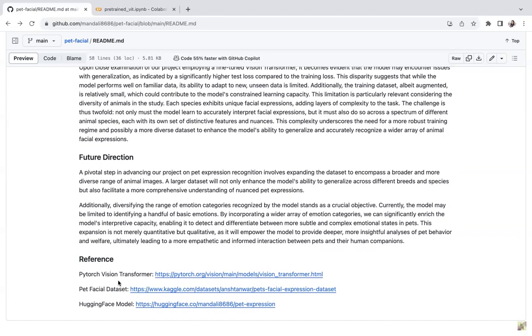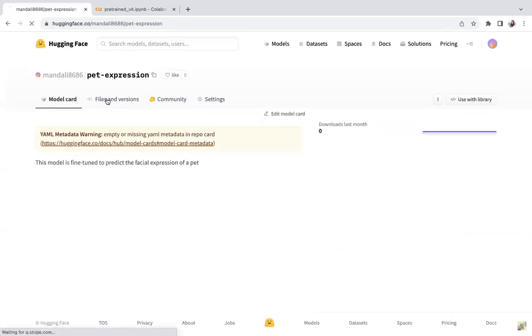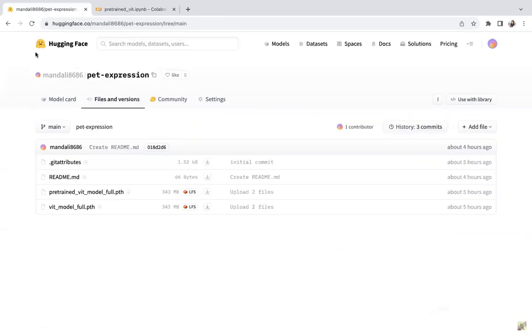Here are some references. I have the references for the PyTorch vision transformers and the facial dataset. I have the model uploaded to Hugging Face, so they are right here if anyone wants to take a look. Yep, that's it. Thank you.